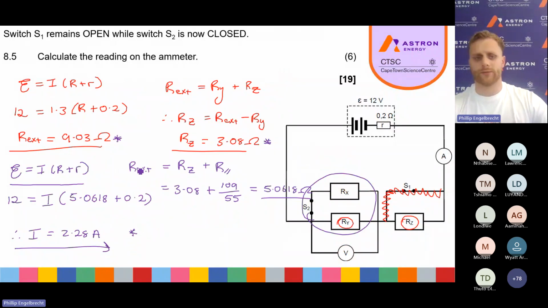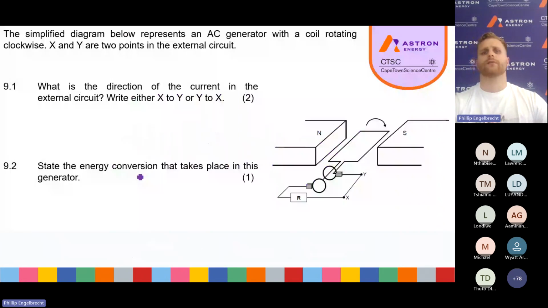Okay. Anyways, moving on. So guys, this is our motors and generators question. It says the simplified diagram below represents an AC generator and it's moving clockwise. 9.1 asks, what is the direction of the current in our electrical circuit? So we are focusing over here.